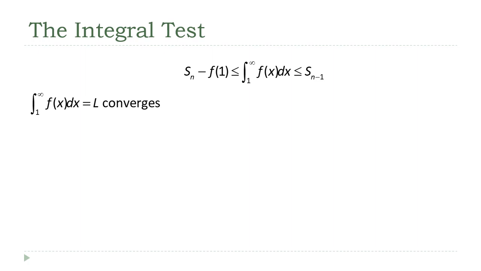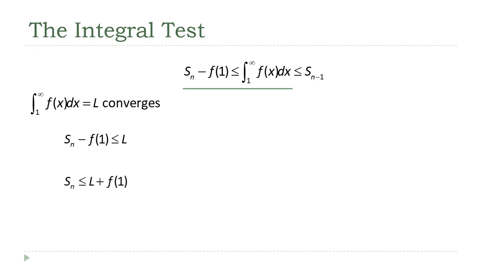Okay, so I want you to look at the left-hand part of the inequality. This piece here. I'm going to replace the integral on the right-hand side with L. So if I do that, it becomes this, s sub n minus f of 1 is less than or equal to L. Now remember, we're always going to be talking about the partial sums here, the sequence of partial sums. So let's add f of 1 to both sides.